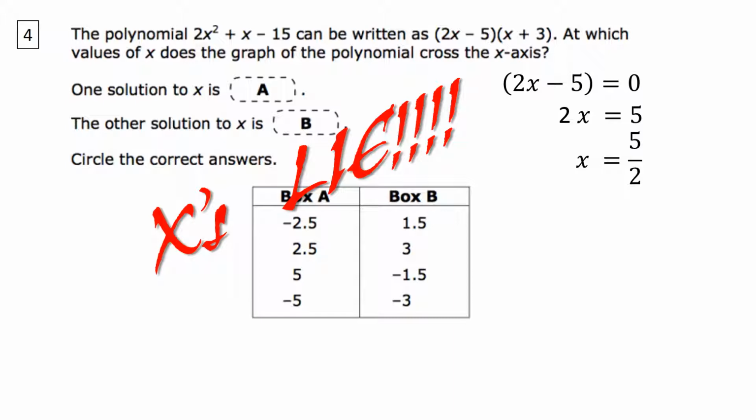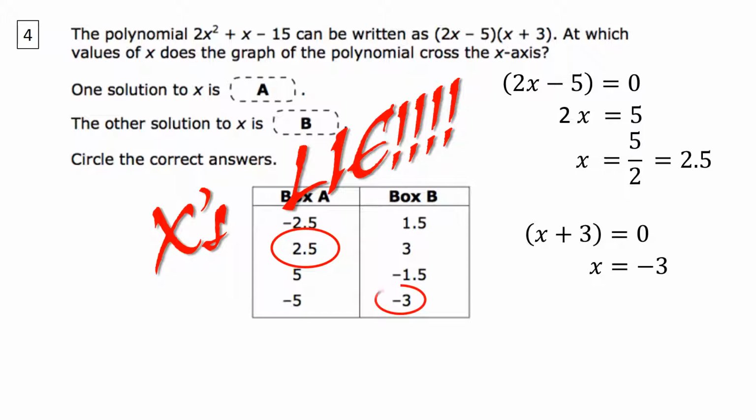None of these answers are in fraction form, so we have to turn that into a decimal, 2.5. Positive 2.5. We've already taken care of the sign change, so there it is. x equals 2.5. The other answers are going to come from the other parentheses, x plus 3. x's lie, so we're going to end up with negative 3, which again comes from subtracting the 3 from both sides. That's why it happens. But our answer is just that negative 3.